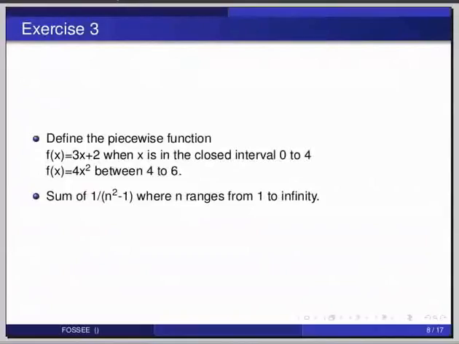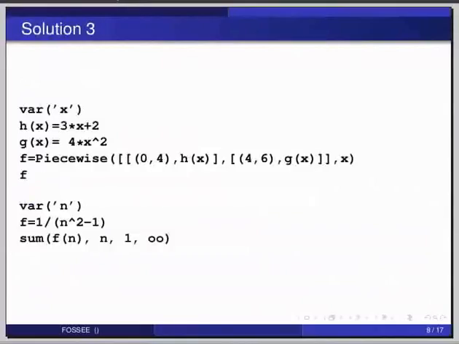The solution is on your screen. VAR within brackets x, then h of x is equal to 3x plus 2, then g of x is equal to 4 star x caret 2, then f is equal to piecewise within brackets, in square brackets 0 comma 4 comma h of x, then comma in another square bracket 4 comma 6 comma g of x, and then comma x. Then type f. Then in the next step you have to type VAR within brackets single quotes n, then f is equal to 1 by n caret 2 minus 1, then sum, then brackets f of n comma n comma 1 comma oo.